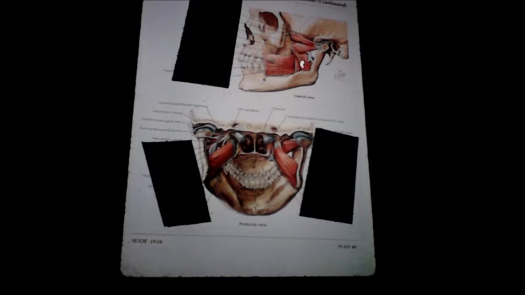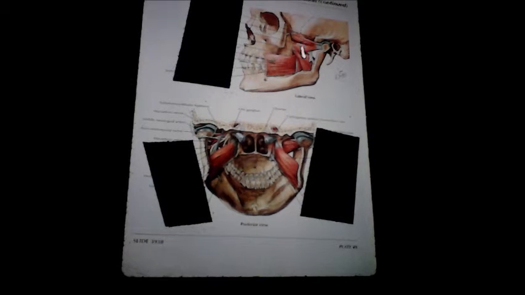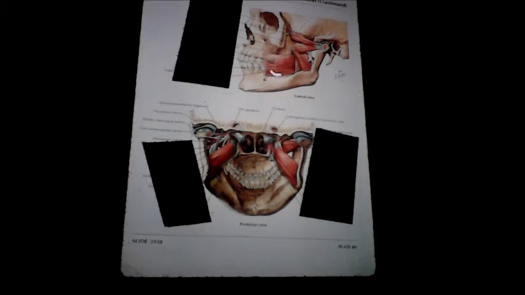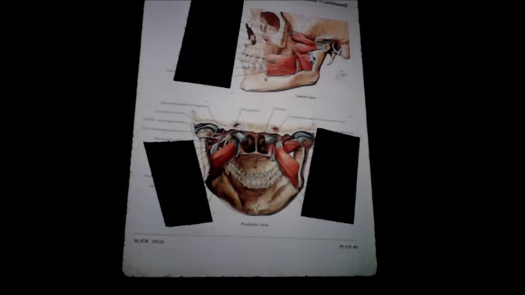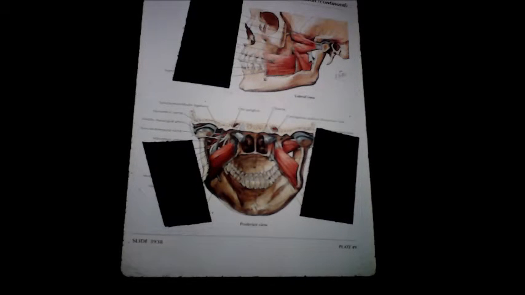So those are your pterygoids, the least known of the chewing muscles. Medial, lateral, and then the good old buccinators. Facial muscles. All right, any questions for chewing muscles? Chew that up pretty well.